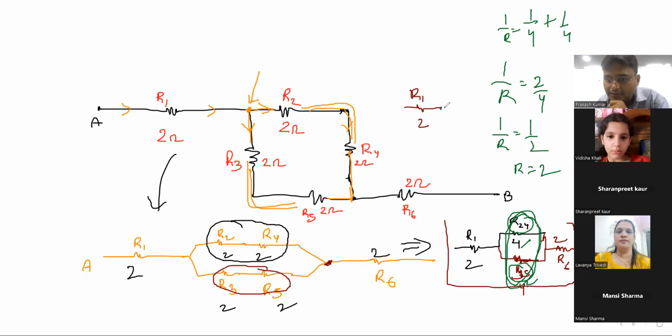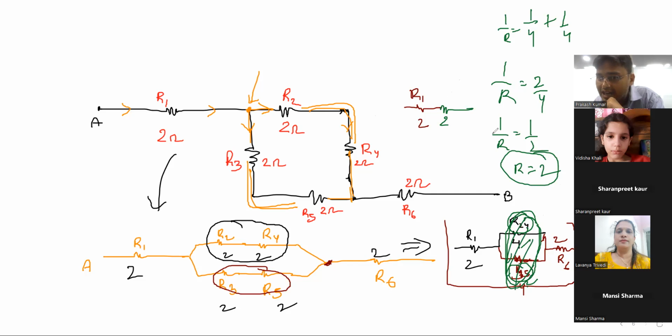So removing these two resistances, can I write directly 2 ohm? Yes, sir. 4 and 4 are in parallel, so here the equivalent resistance is 2. So removing these 2, I can directly write 2 ohm.